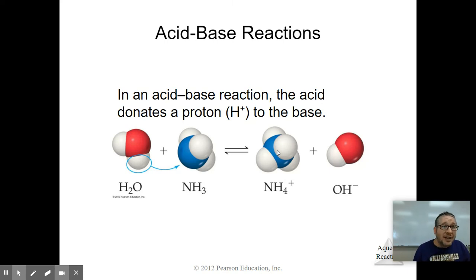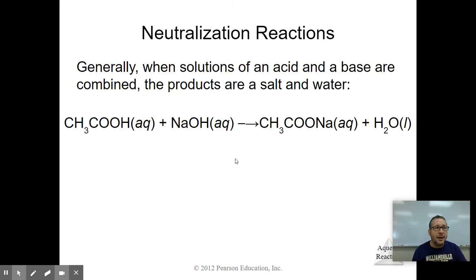Okay, in a neutralization reaction, we are going to start investigating strong acids, strong bases reacting, strong bases, weak acids, weak bases, and see what happens. Okay, this is just a general statement to what actually happens in an acid-base reaction. Here is what we're going to be focusing on today: neutralization reactions. When solutions of an acid and a base are combined, the products are a salt and a water.